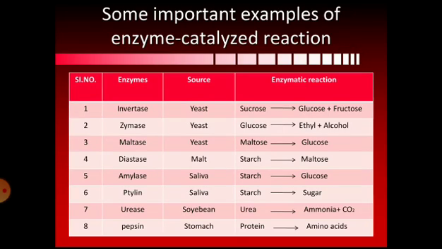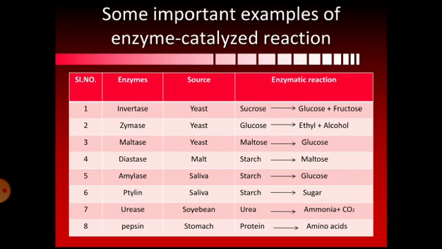So some important examples of enzyme catalyzed reactions. Various reactions are present here. The first one, the conversion of sucrose to glucose and fructose. The source is yeast, and the enzyme we are using is invertase. The second reaction was glucose to ethyl alcohol, using the enzyme zymase. The third one, maltose to glucose, is also in yeast, and the enzyme is maltase. The fourth one is diastase, which converts starch to maltose; the source is malt.